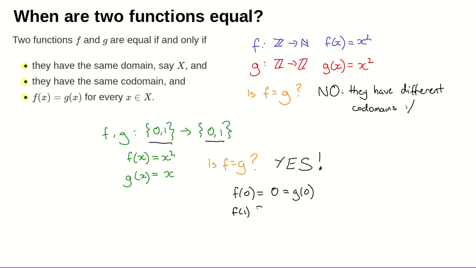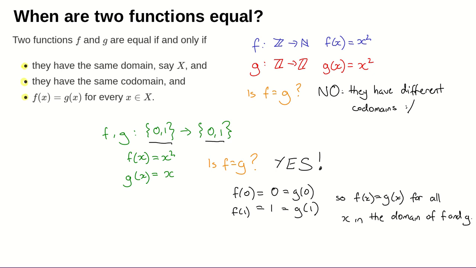f of 1 is equal to 1. 1 squared is equal to 1. And that's the same as g of 1. So f of x equals g of x for all x in the domain of f and g. Okay, they had the same domain, the same codomain, and the same output for every input in their common domain, and so they're equal as functions, even though the rules look different.